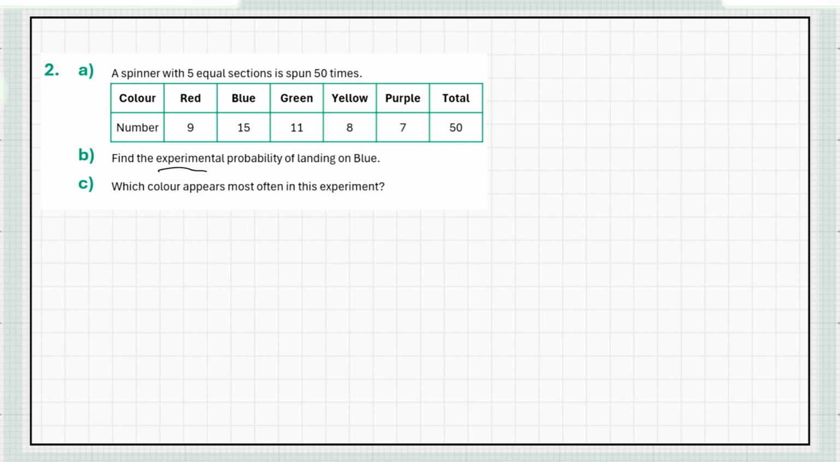So what's the experimental probability of landing on blue? So the experimental probability of landing on blue, so we're interested in blue, and that's 15, divided by the total number of trials that we did, which is 50. Right? You can divide this by 5 on top and bottom and get 3 out of 10. So we have roughly a 30% chance of getting blue according to our experimental probability. Now, which color appears the most often in this experiment? Well, out of all of these, blue is the one that appears the most often.